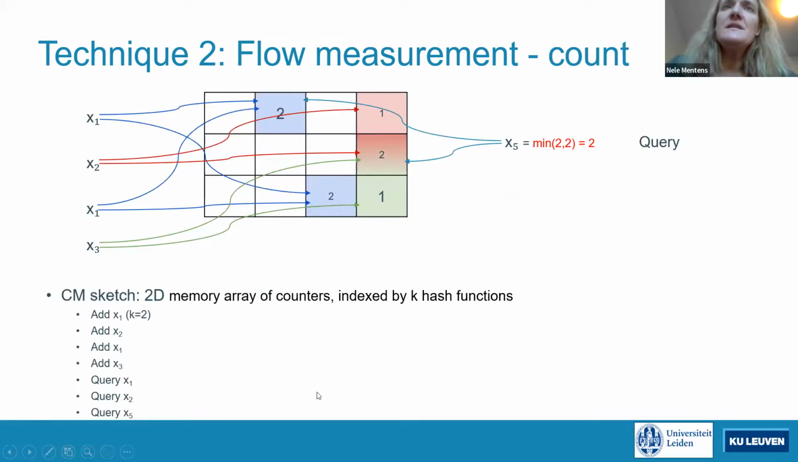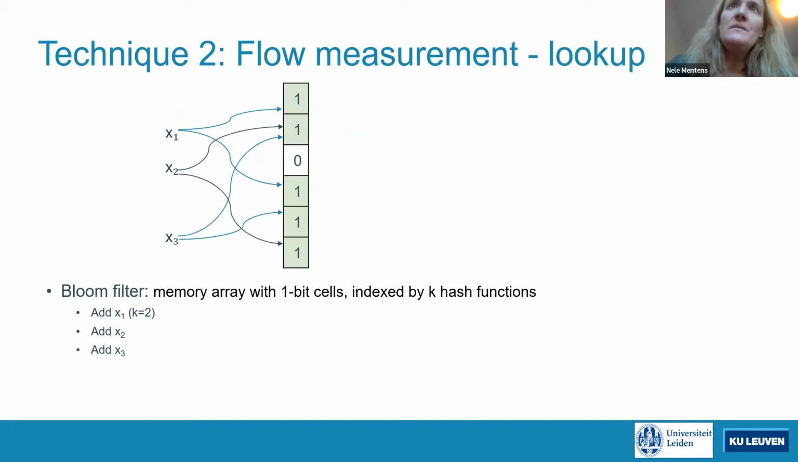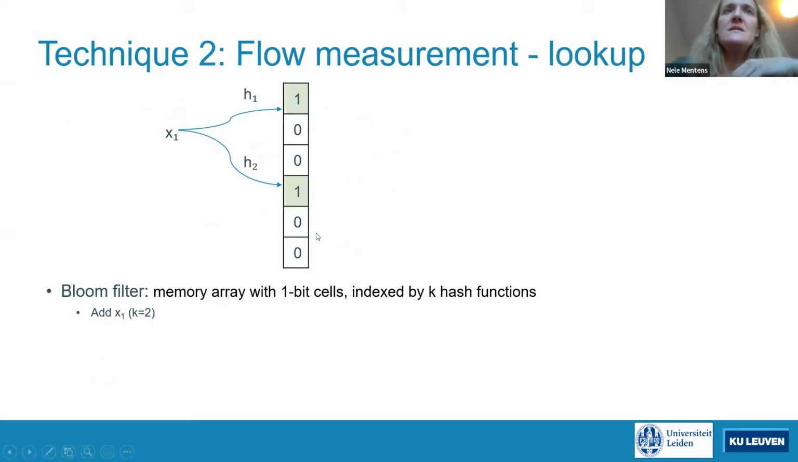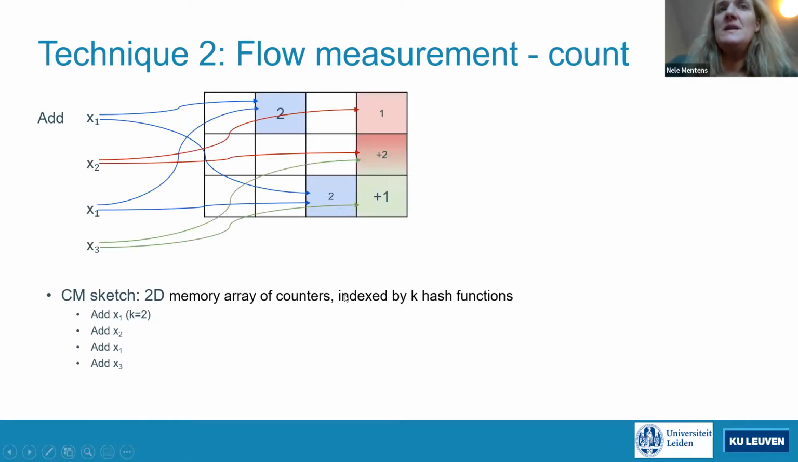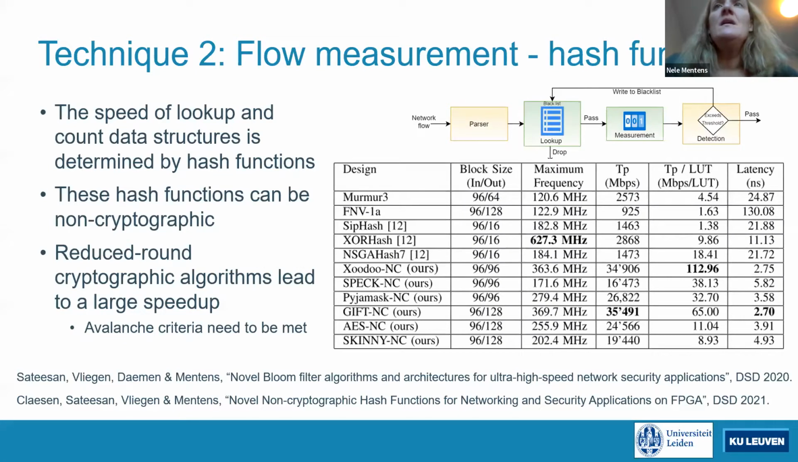What is also important here is the hash function itself. Going back to the lookup architecture, we needed hash functions there. Also for the counting architecture, we needed hash functions here. And of course, these need to be fast enough because they also determine the speed of the lookup and the query. That's why, when we look at this, these are actually non-cryptographic hash functions. Cryptographic hash functions have to adhere to many more security properties than non-cryptographic hash functions. For non-cryptographic hash functions, the most important thing is that we avoid collisions of the hash functions.